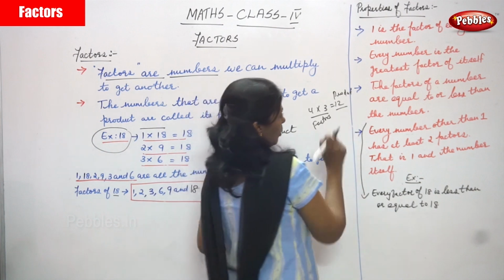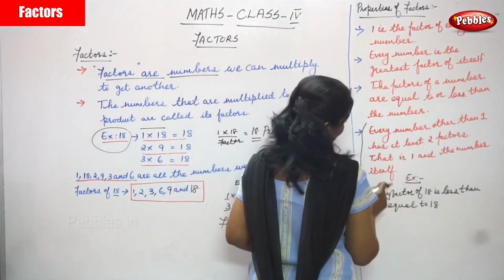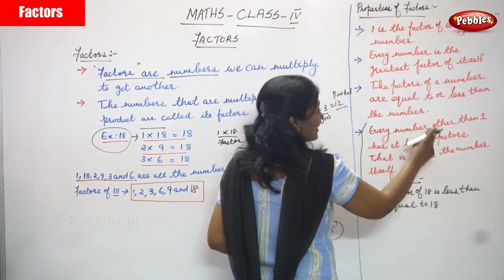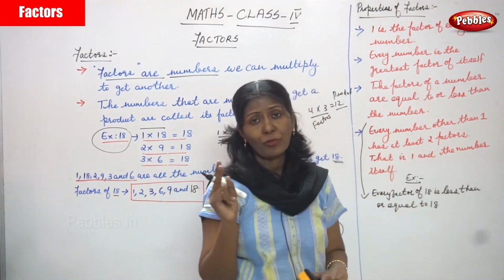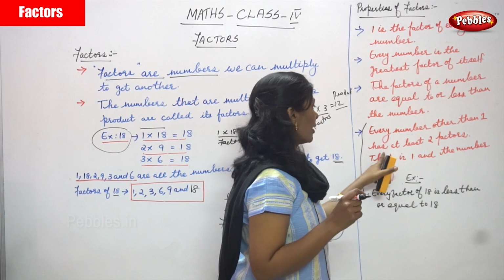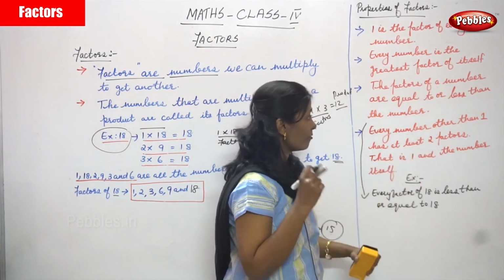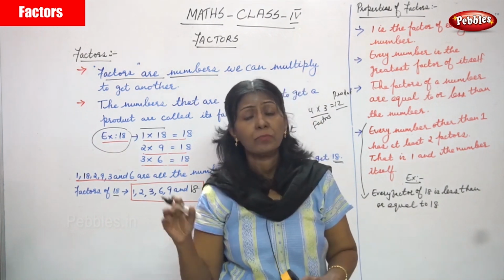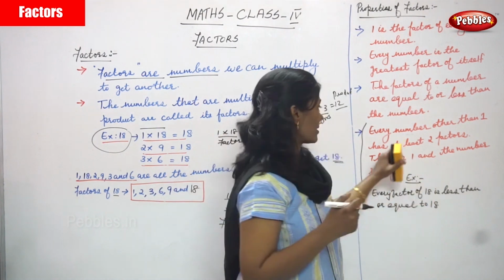This is the exact meaning of this property. And every number other than 1 has at least 2 factors, that is 1 and the number itself. So every number other than 1 has at least 2 factors. Always, I told you 1 is a factor of every number. Other than 1, the same number is a factor. That is the meaning of the sentence.